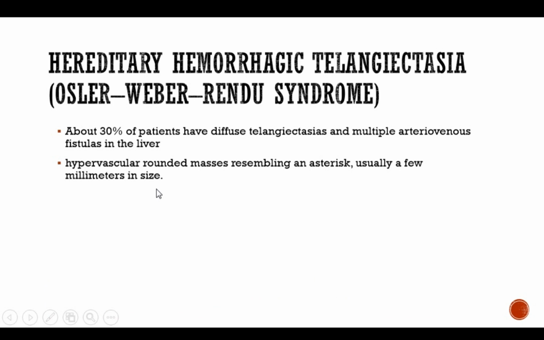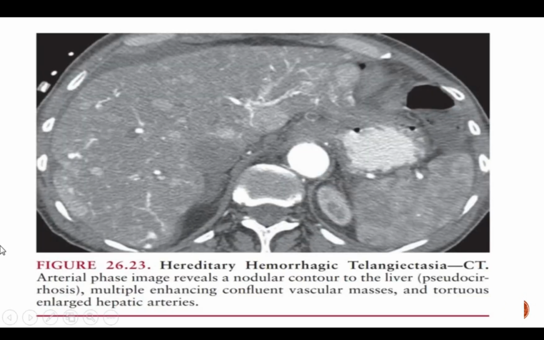Now, hereditary hemorrhagic telangiectasia. Telangiectasias are dilated, blood-filled vascular channels, and they are thin-walled. We can see these are the telangiectasias. They resemble an asterisk, star-shaped, and they are densely enhancing lesions because they are vessels, on the arterial phase of enhancement.